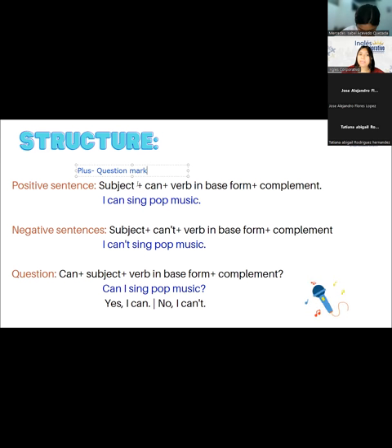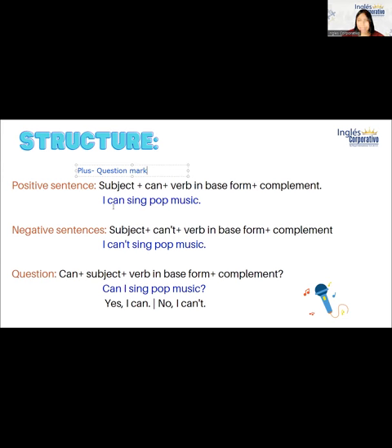The subject, look at that, sujeto, can, verb in base form, and complement. I can sing pop music. I can. Negative, subject, can't, verb in base form, complement. I can't sing pop music. Question. Can, like the Barbie, right? Can plus subject plus verb in base form plus complement. Can I sing pop music? Yes, I can. No, I can't.